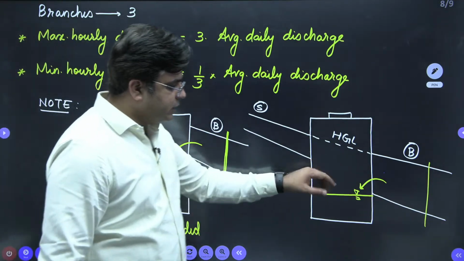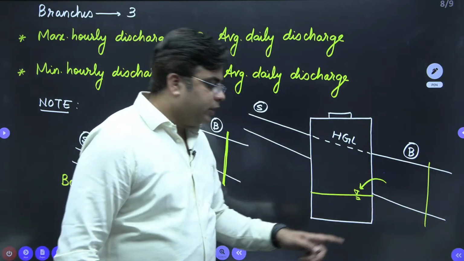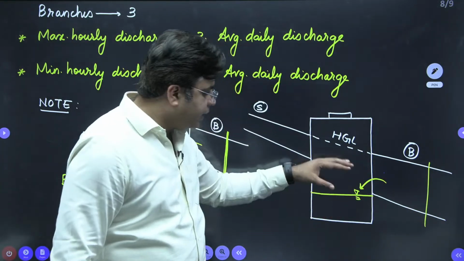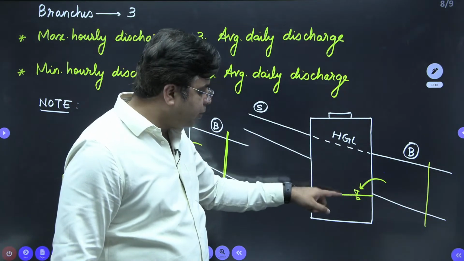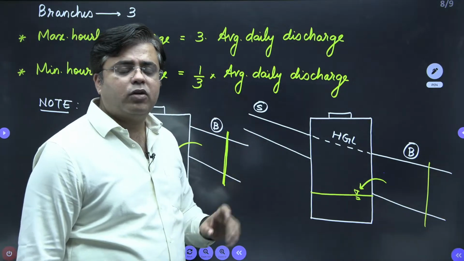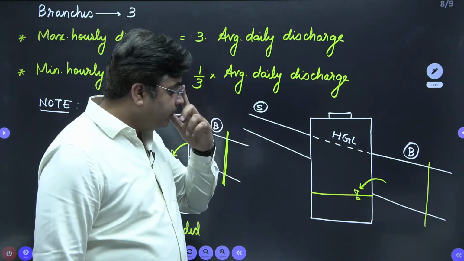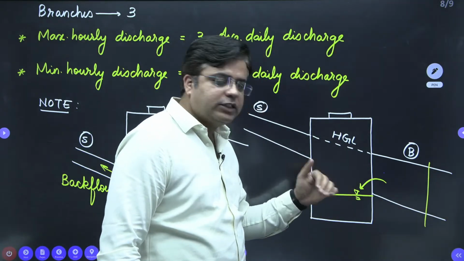But in this case, even if the blockage of the bigger sewer happens, this wastewater will come and rest in the manhole. There is less probability of this wastewater going into the small sewer. Or you can understand it like this: the factor of safety for backflow in this condition is more.